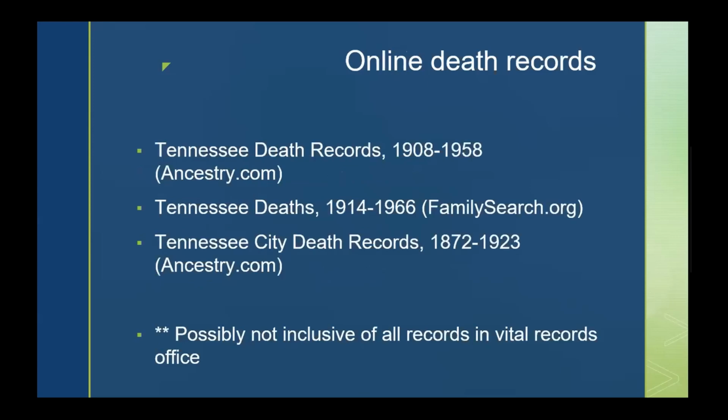So the city death records from 1872 to 1923 are online. The deaths from 1914 to 1966 are on FamilySearch, and 1908 to 1958 are on Ancestry. And again, I cannot guarantee you that this is every county every year online. It may be just selected counties. So if you don't find what you're looking for online, I would send in to the county or the state to see if they can find the record.